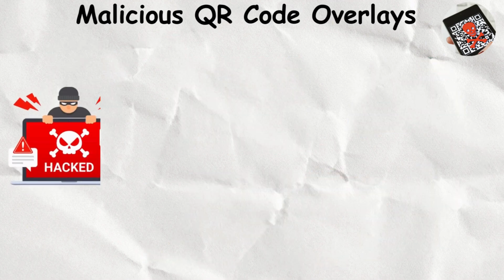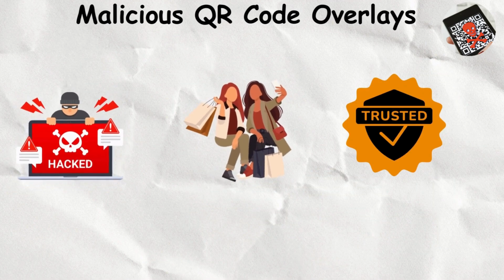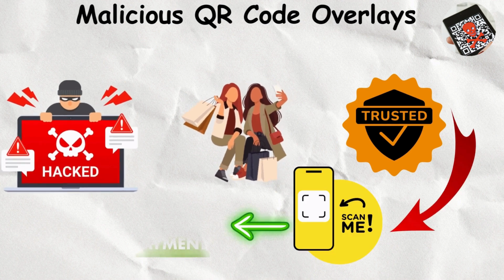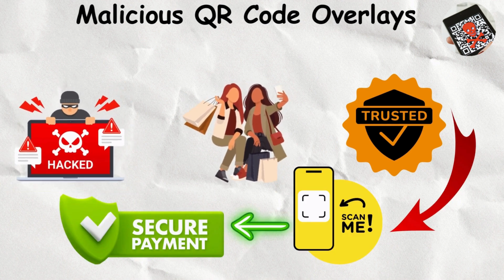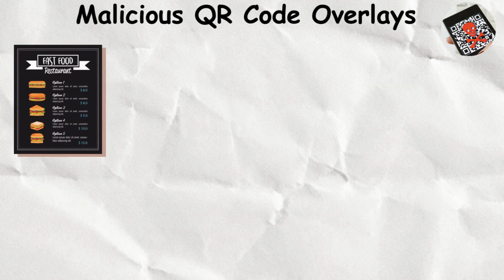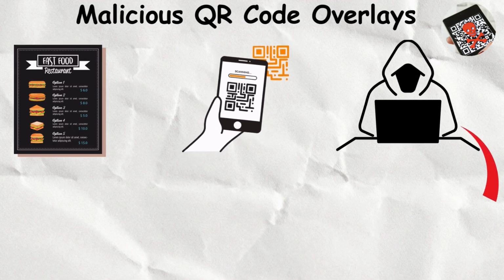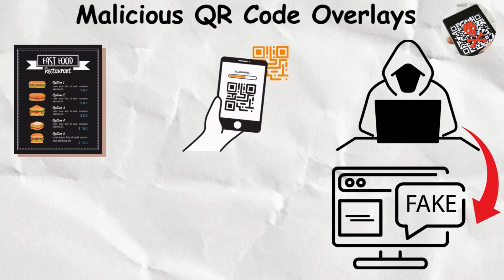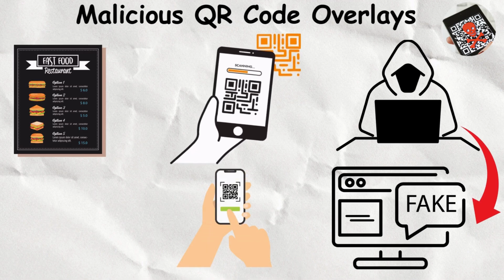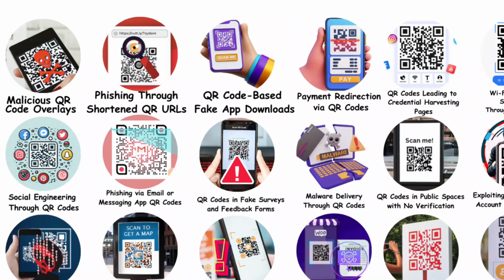This works because most people trust physical locations, assuming the QR code is safe if it's in a familiar place. For example, if a restaurant menu has a QR code for ordering, an attacker could cover it with their own code linking to a fake order page. Even careful users may not notice since the visual difference is minimal.